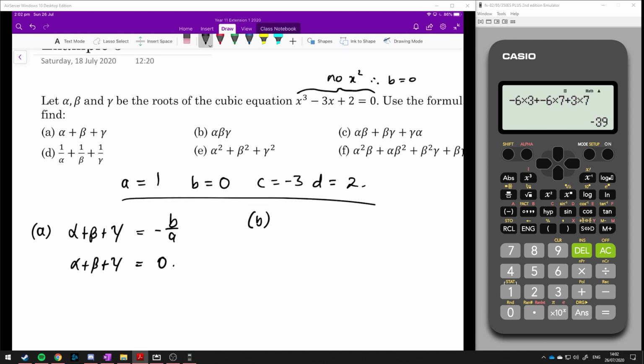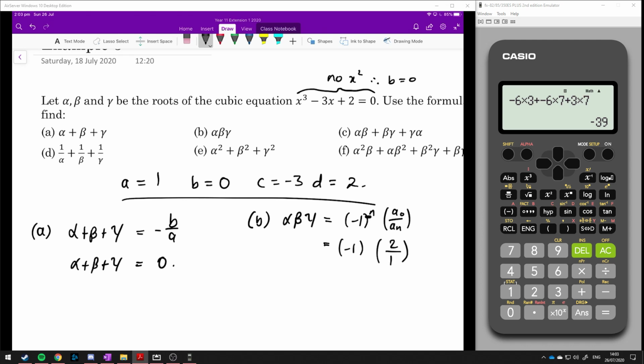All right, part B. Part B says we want the product of the three, so alpha, beta, gamma. So the product of the zeros. Now the product of the zeros is minus D over A for a cubic, okay? We could do it the longer way just to guarantee, so writing the formula: minus 1 to the power of n times A0 over AN. A0 in this case is the last value, so it's equal to 2. AN is equal to the first value, which is 1.